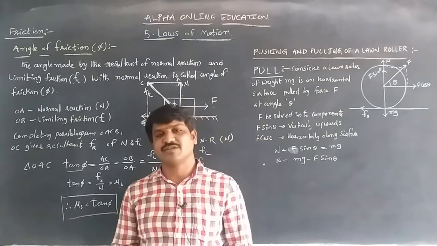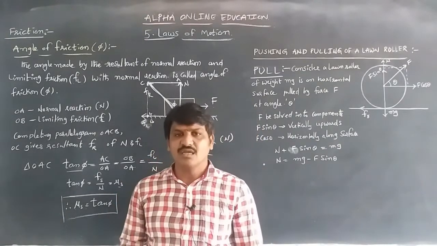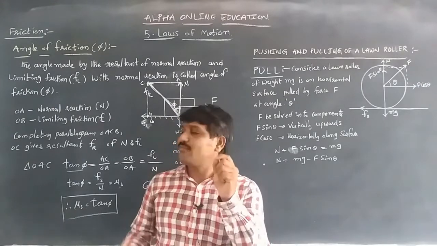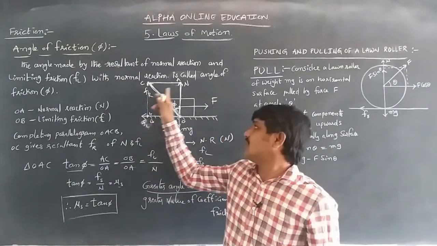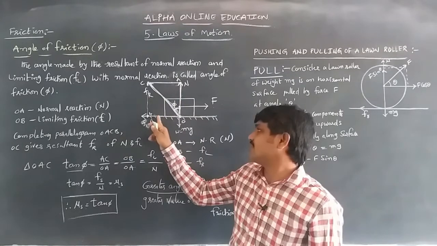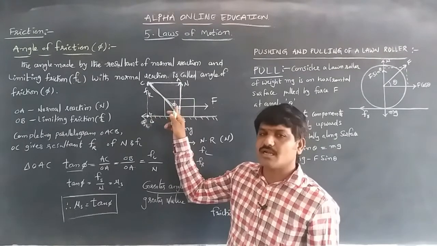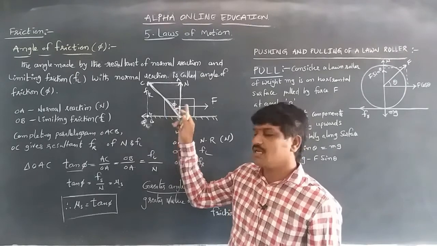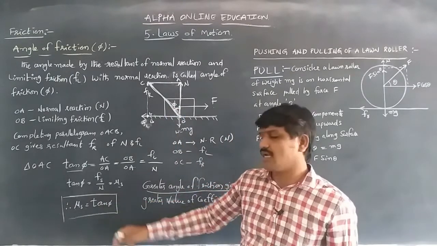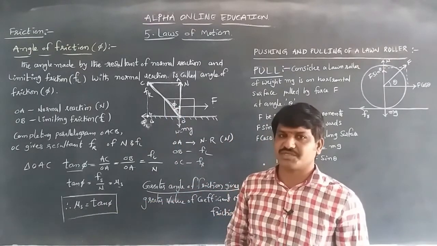Once again, angle of friction means the angle made by the resultant of the normal reaction and the limiting friction with the normal reaction, and mu s is equal to tan phi, where phi is the angle of friction.